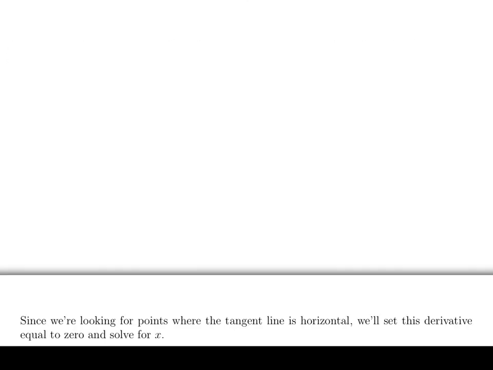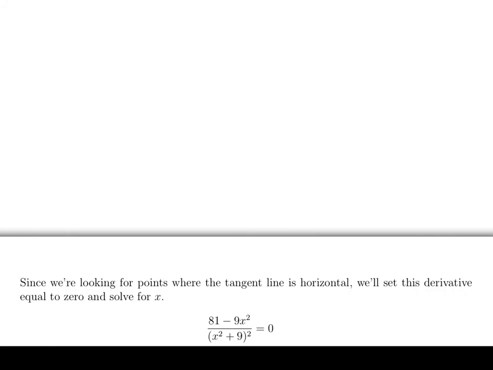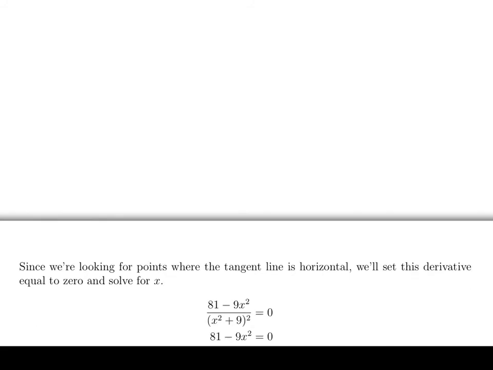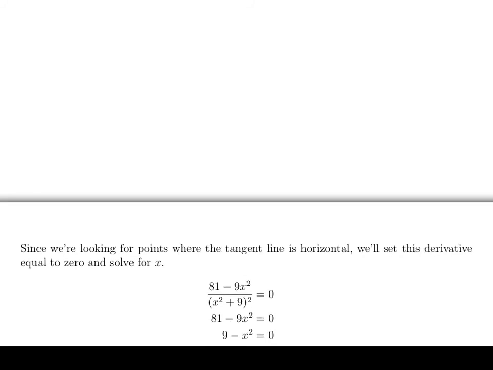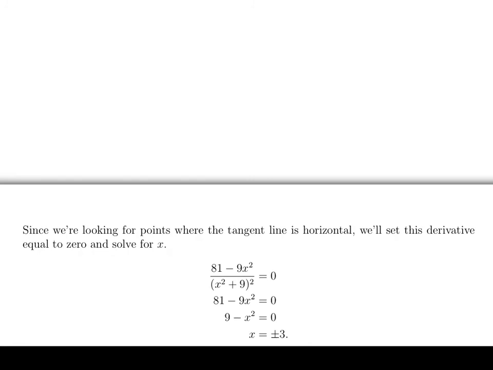So we're looking for points where the tangent line is horizontal, so we're going to set this derivative equal to 0, and we're going to try to solve for x. All right, so we set this thing equal to 0. We can go ahead and multiply both sides by x squared plus 9 quantity squared, because that expression is never equal to 0, so it's okay to multiply by that. So if we multiply by that, then we end up with 81 minus 9x squared equals 0. We can just get rid of a 9, divide everything by 9, we get this. And now it's pretty easy to solve for x. So we end up with x equals plus or minus 3.